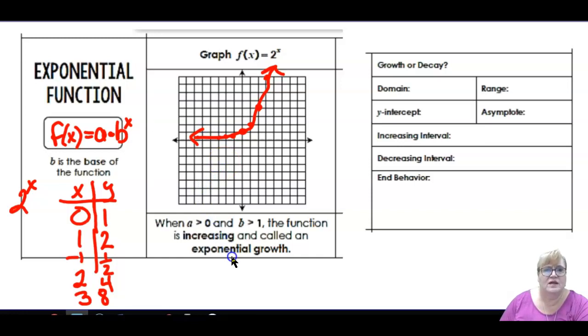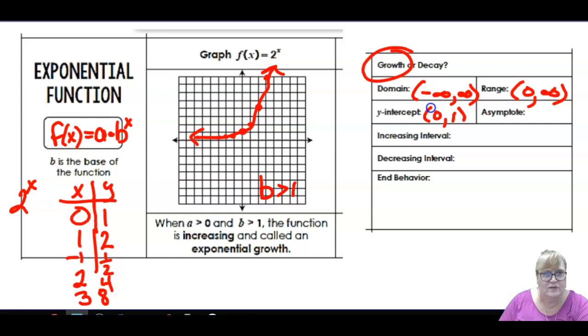So this is called a growth function because b was greater than 1. It has a domain of all real numbers. It has a range that doesn't actually touch 0, that's bottom to top, okay? The y-intercept is at 0, 1. It has an asymptote that is the x-axis, whose equation is y equals 0.